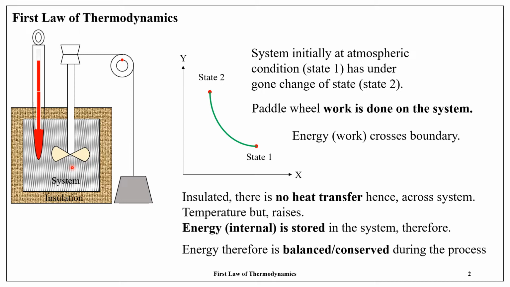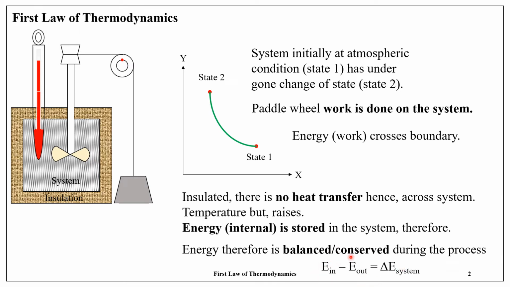So there is a change of state. We assume the process is quasi-static. Therefore, the path is clearly defined. So 1 to 2 is a process. And during this process, energy is balanced. And we already studied energy in minus energy out is equal to delta E of the system. So the net energy transfer is equal to the change in energy of the system.